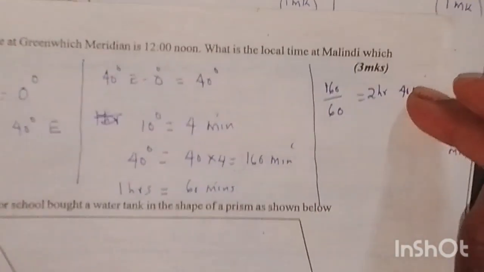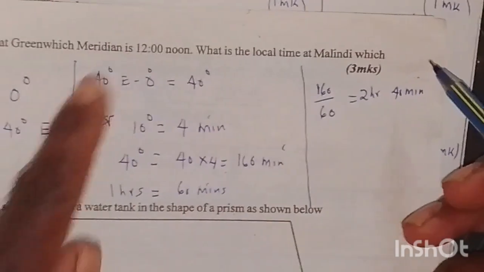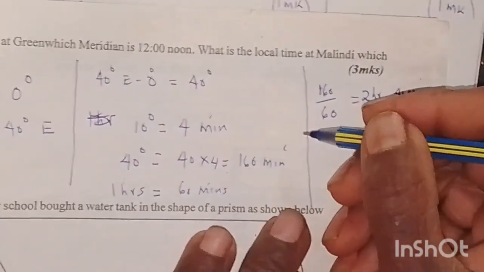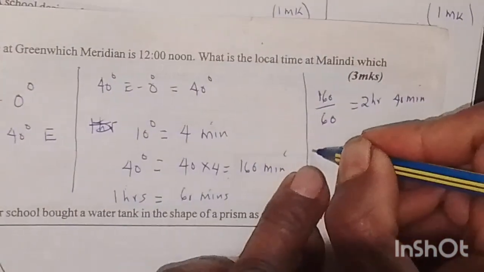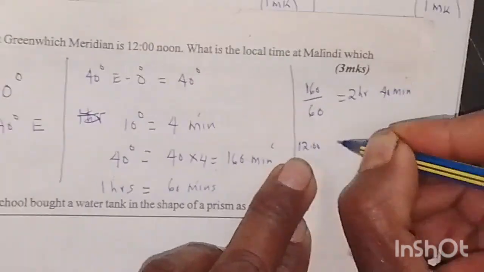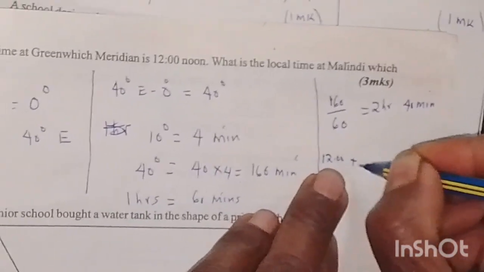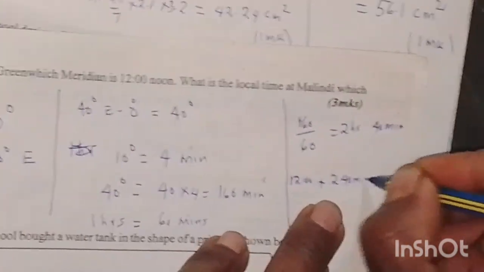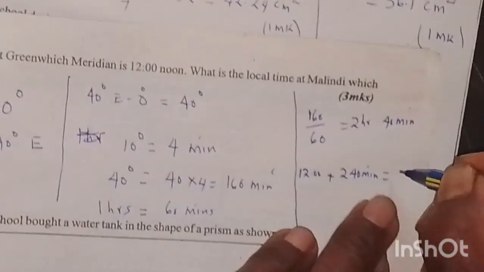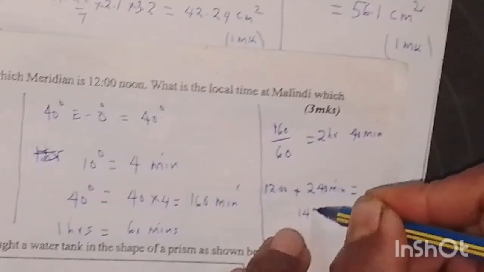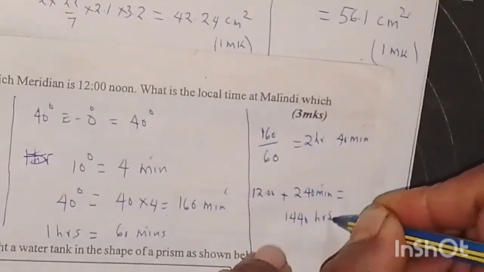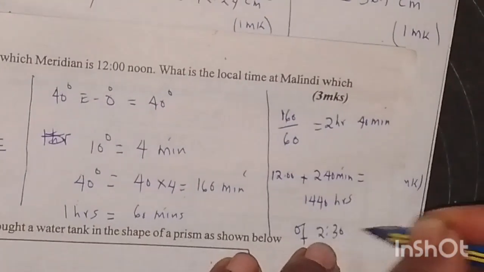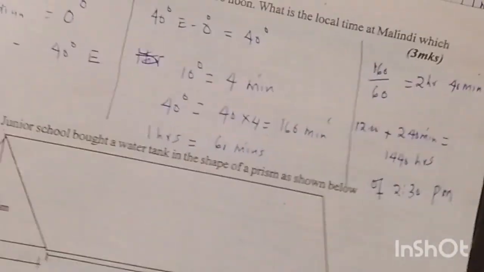Therefore, at noon, you add 2 hours and 40 minutes from the noon at Greenwich Meridian. The answer shall be 12:00 plus 2 hours and 40 minutes. So the solution shall be either 1440 hours or 2:40 p.m. This is the solution.